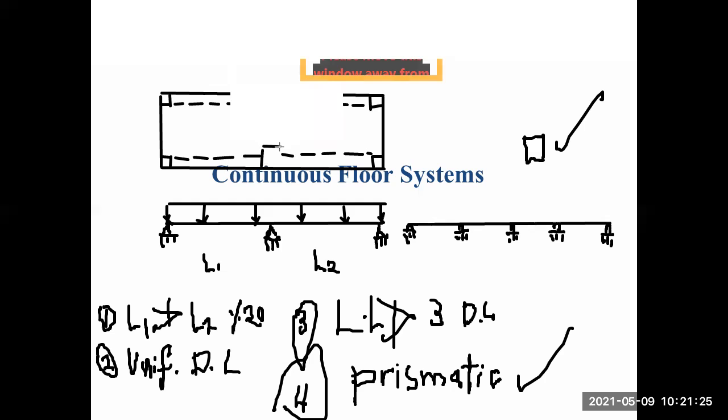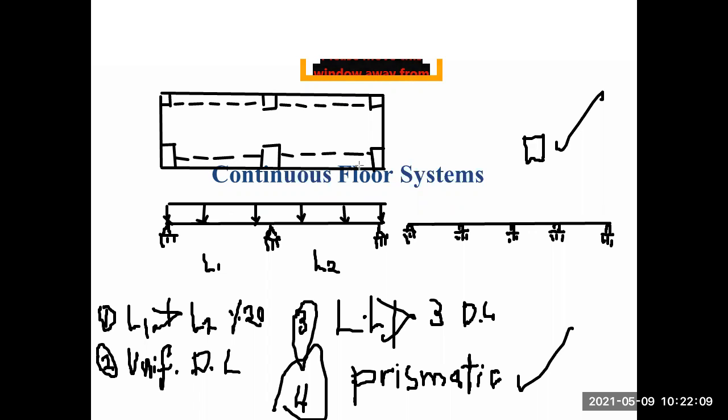So if you have a whole column like this, I magnify it. Okay, so I magnify the column. So this is how it looks like. Okay. So when we design, if I assume that my system is this one, how could I design this beam? This beam would be a continuous beam.